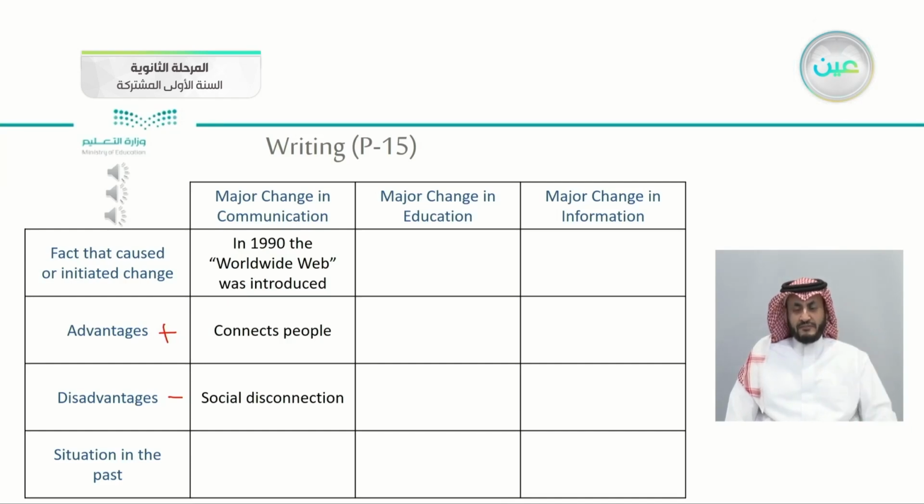How about the situation in the past? Let's imagine no internet in the past. Before the internet, how would people communicate? They would have to communicate face to face. You have to meet them, knock at their door, so you can tell them this or that. Letters as well, handwritten letters.